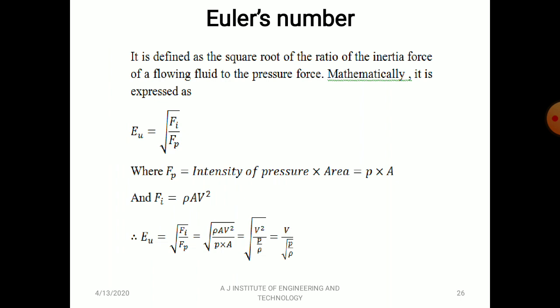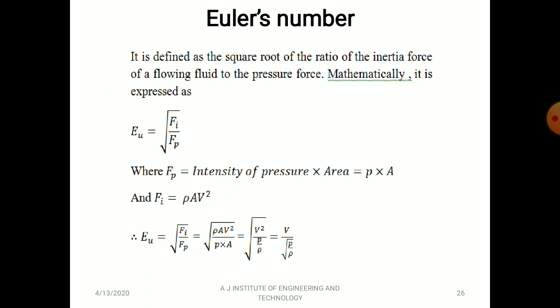From pressure, you have Fp equal to F by A. So in order to get pressure force, you just multiply pressure by cross-sectional area, P into A. And Fi equal to rho A V square, from Reynolds number; I already derived that. So U equal to square root of Fi divided by Fp, that is equal to square root of rho A V square divided by P A.